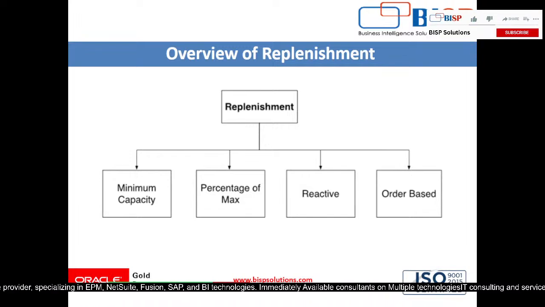And we have the item assignment, right? So if the current quantity in the location goes below the required minimum quantity, at that time the minimum capacity mode gets triggered. In the same way, if it is volume based, the percentage of max mode is triggered, and when the capacity quantity goes below, the minimum capacity mode gets triggered.